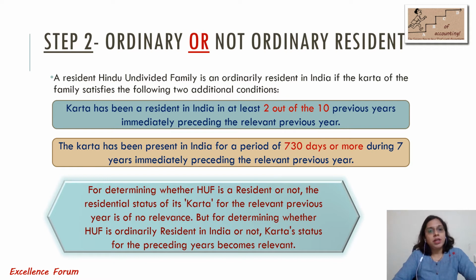Like an individual, resident HUF is also further classified into two categories. The first category is resident and ordinarily resident, and the second category is resident but not ordinarily resident. A resident Hindu undivided family is ordinarily resident in India if the Karta of that family satisfies two conditions. The first condition is the Karta has been resident in India for at least 2 out of 10 previous years immediately preceding the relevant previous year.